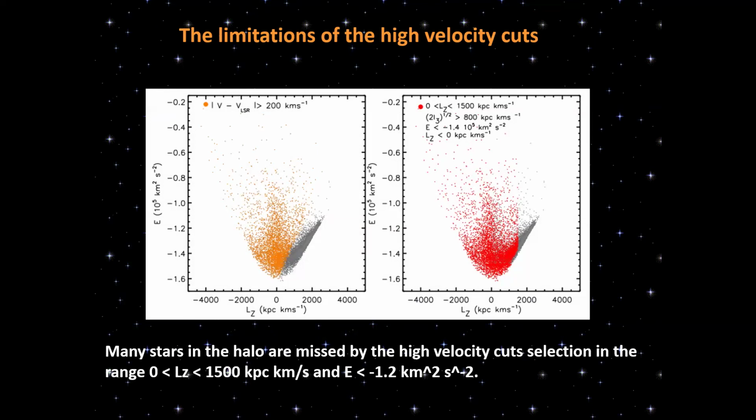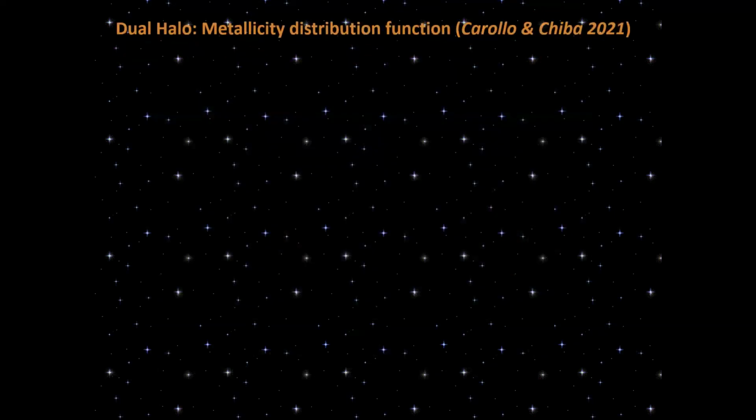Indeed, this is the energy versus angular momentum for the vertical angular momentum. The gray dots are the entire sample of calibration stars, and the orange represent the stars when we apply the high velocity cut. And as you can see, this cut misses a lot of stars in this area that still belong to the halo. These stars still belong to the halo. On the right, when we use the orbit-based selection, we don't miss those stars.